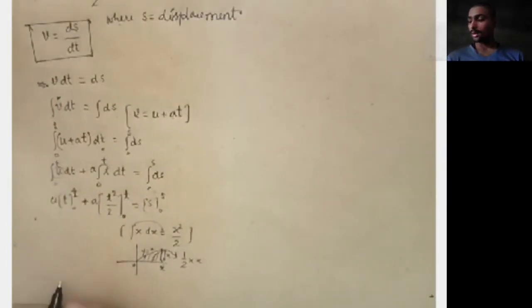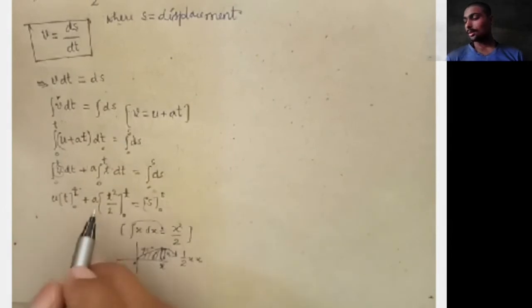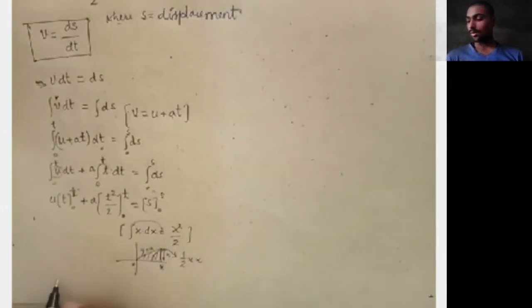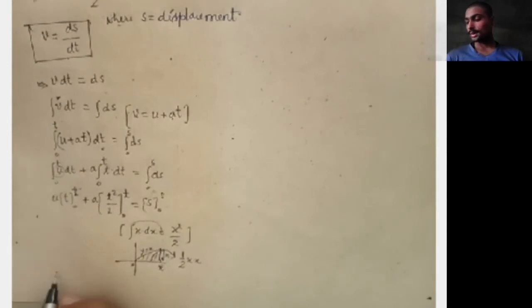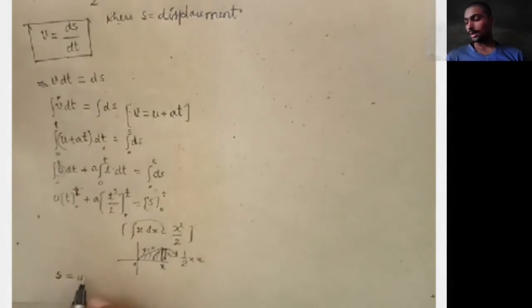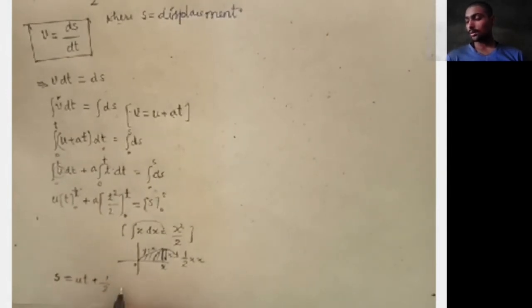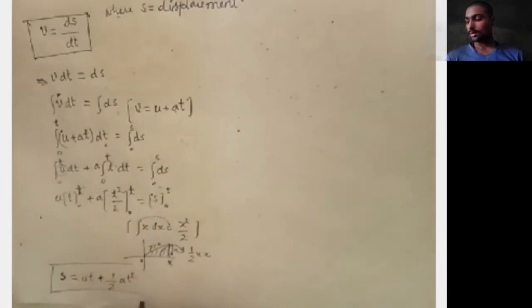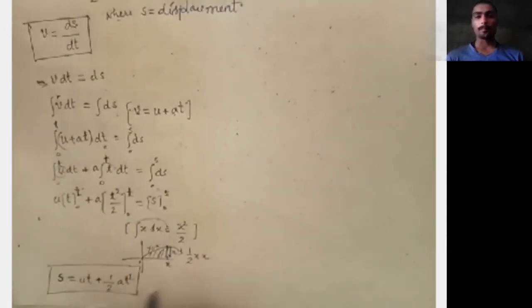Putting the limits, you will find the same thing, that we have derived the equation. This is ut plus half at square, because 0 will not change this equation. So on the right side we have s, and we have the whole equation, that is ut plus half at square. This is all about the second equation.